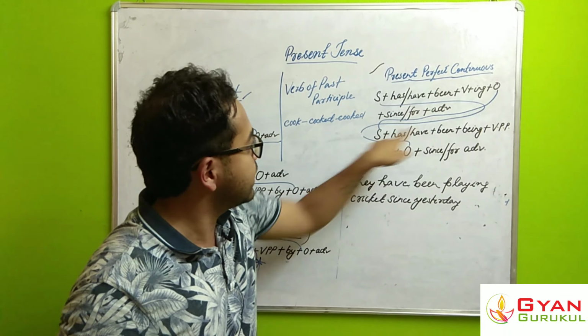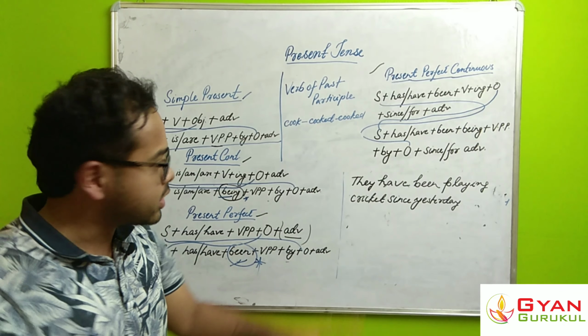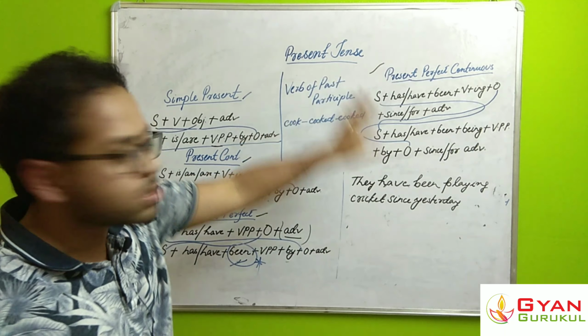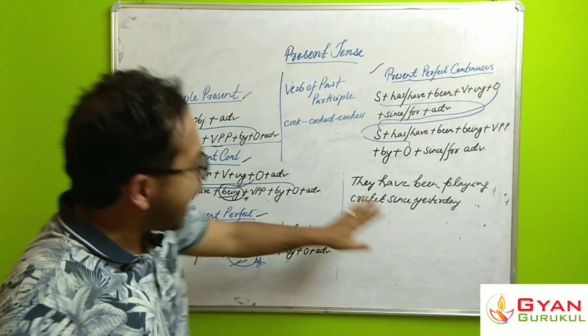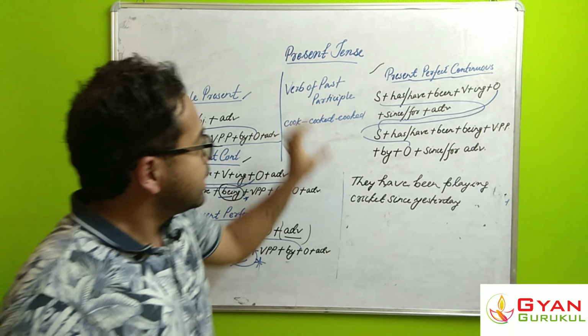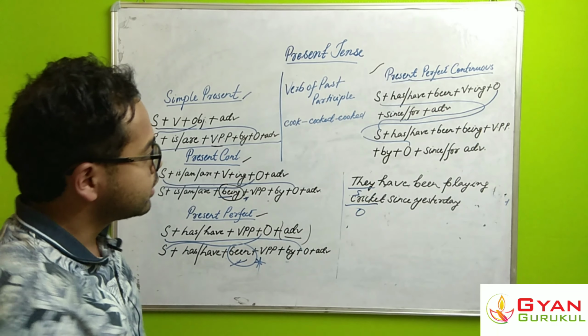They have been playing cricket since yesterday. When we convert this, we do not need to do anything else. I have already said that you people should write down the structure of each of the tenses, then it will be clear to you. I will just convert this sentence into passive voice by putting it into the structure that I have written. Now here we need to again identify: subject is they, cricket is the object, S and O.